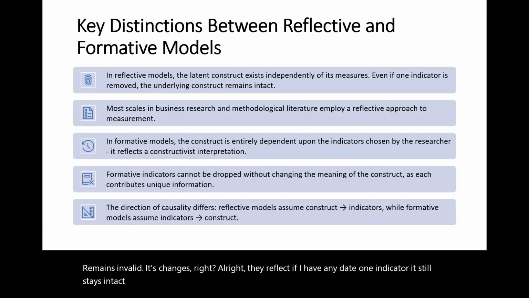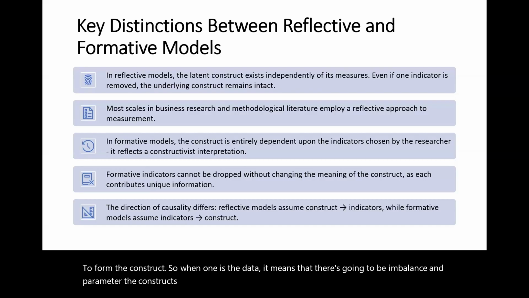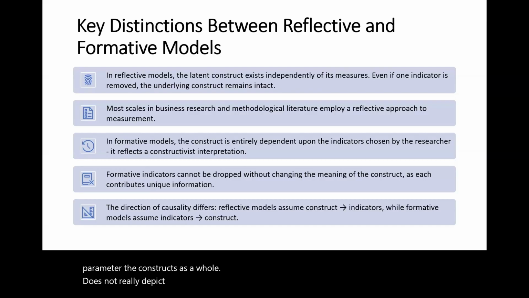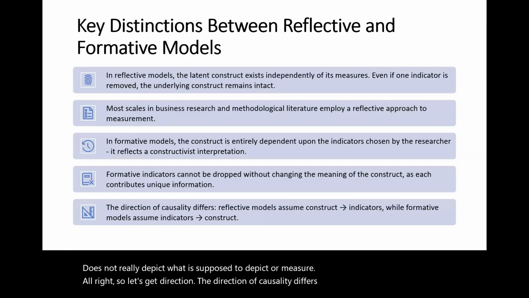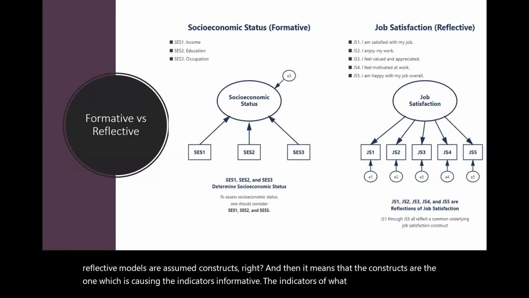With formative, the whole idea is that the indicators are the items that come together to form the construct. So when one is deleted, it means that there's going to be an imbalance, and for that matter, the construct as a whole does not really depict what it's supposed to depict or measure. All right. So let's look at direction. The direction of causality differs. So reflective models assume constructs cause the indicators, all right? It means that the constructs are the ones causing the indicators. In formative, the indicators are what form the construct, as you can see here.